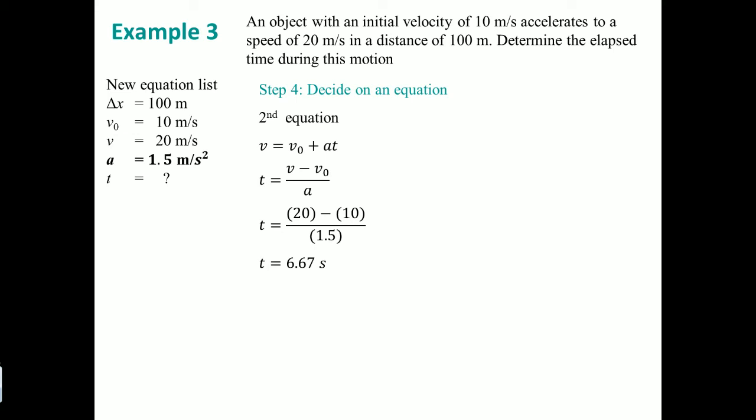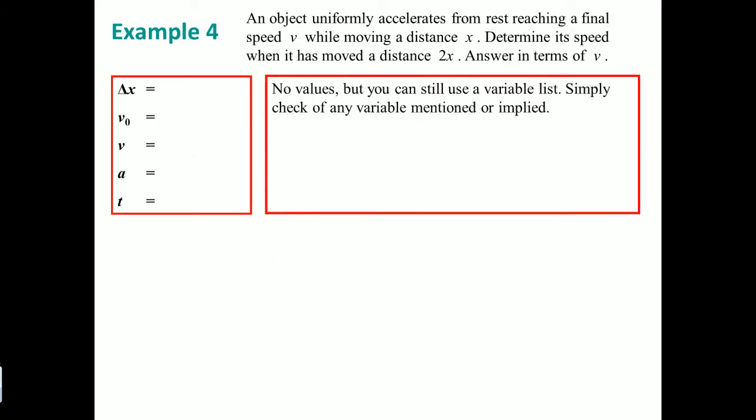Notice it is very simple. The hard part about this is making sure you understand that you have to set up two equations. Example 4. Sometimes you have one of these problems that asks us to determine how something changes. Okay? Again, you set it up the same way. Even though there are no numerical values, you can still use the variable list. Just put a check off.